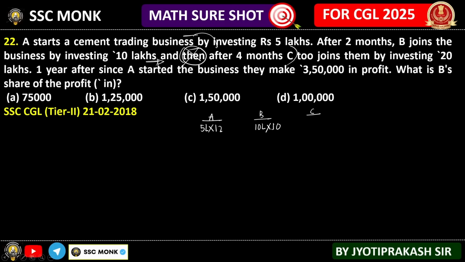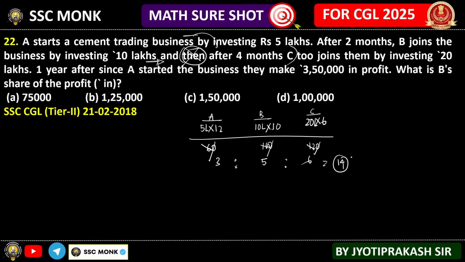Clear? So after 4 months of B means what? 6 months is gone, 6 months is here. C is investing 20 lakhs. Okay, so now total investment: A 60 lakhs, B 100 lakhs, C 120. So zeros gone. 2 3s are 6, 2 5s are 10, 2 6s are 12. So this is the ratio they invested. Total is equal to 3 plus 5 plus 6, 14.